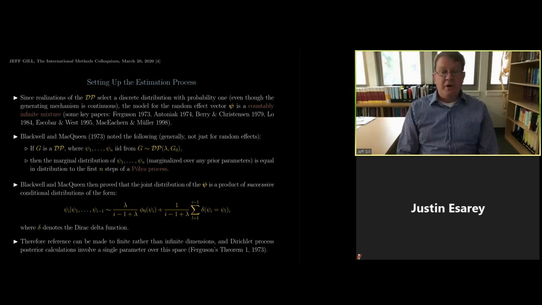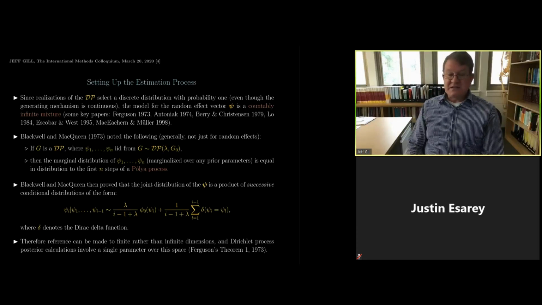Another important paper in the history of this literature is by Blackwell and MacQueen. What they showed is the following, in a general sense. I'm going to do this for random effects only, but this is a general statement. If G is a Dirichlet process, where we're drawing phi 1 through phi n IID from that process, then the marginal distribution, that is, marginalizing over any prior parameters, is equal in distribution to the first n steps of a Polya process. That's the second statement there. They also proved that the joint distribution of these phi's is the product of successive conditional distributions of the following form.